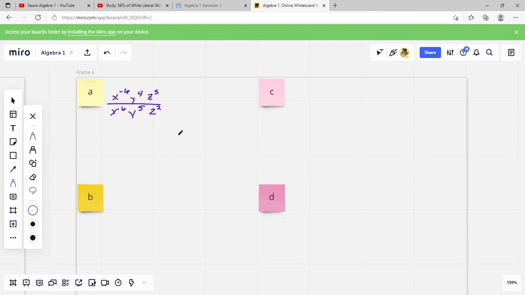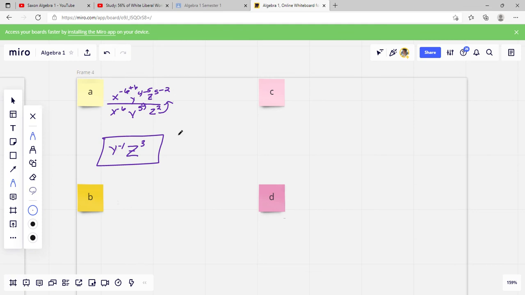So my negative 6 turns into positive 6. Positive 6 and negative 6 are going to cancel each other, so we're not going to have any x's. I'm going to move this 5 to the top. It's going to turn into negative 5. 4 minus 5 will be negative 1, so I have y negative 1. And then I'm going to move the z to the top, so that would turn into negative 2. I'm going to have z. 5 minus 2 would be 3.